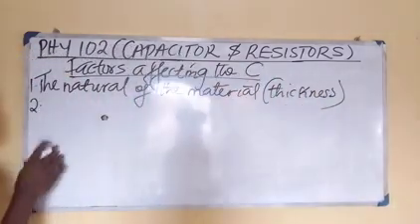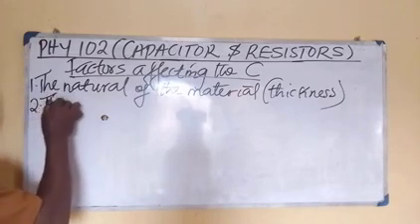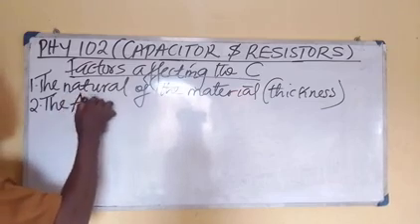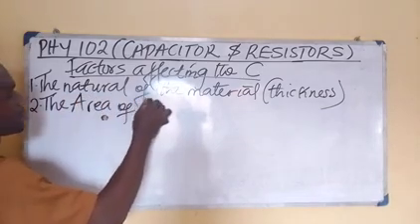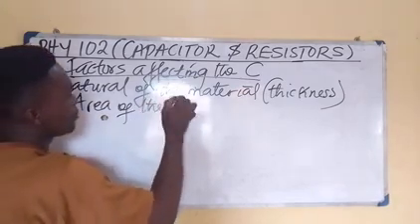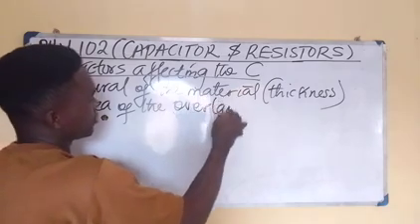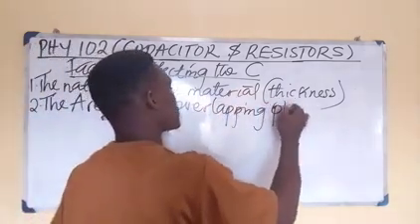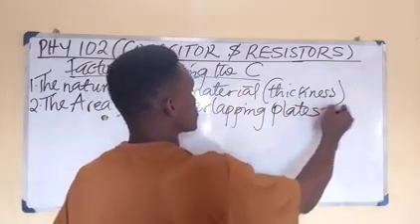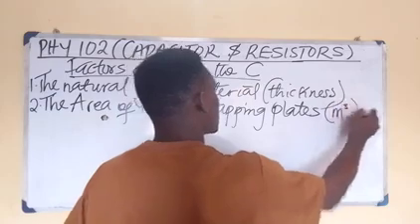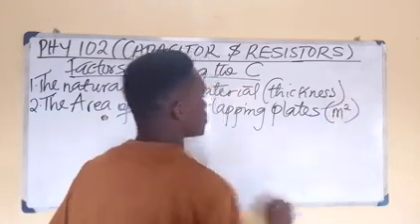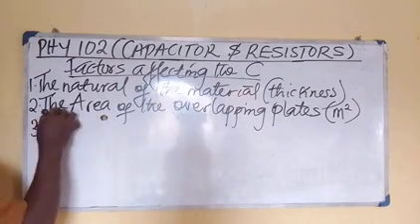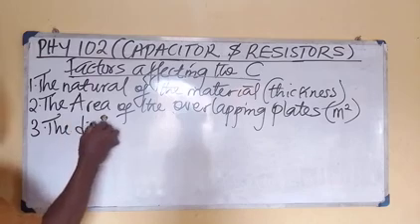Then two, the area of the overlapping plates. Don't forget the area is measured in meter squared, because it's length times breadth. Then three, the distance between the dielectrics or plates.